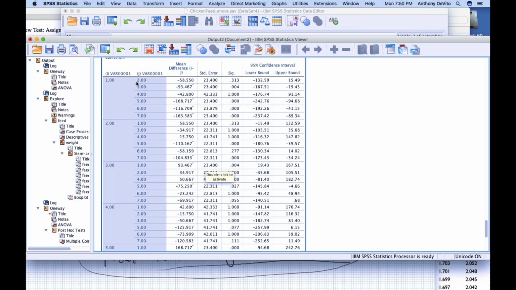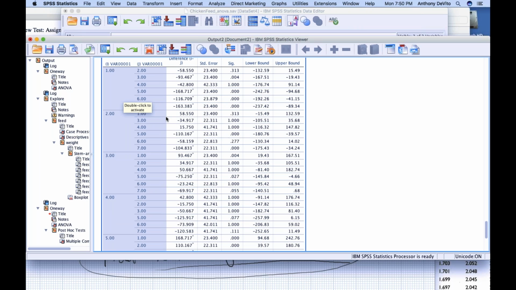So when I'm comparing 1 to 2, it's not less than 0.05. I can't claim that they're different. I can't reject the null hypothesis. But I can say group 1 versus group 3, whichever feeds they are, are different, because it's less than 0.05. Group 1 compared to group 4, no. Group 1 to 5, group 1 to 6, group 1 to 7, I can say all of those are different. Then notice it goes through every possible combination of comparison. It's comparing group 2 now to group 3, group 2 to group 4, group 4 to 5, and so on and so forth.